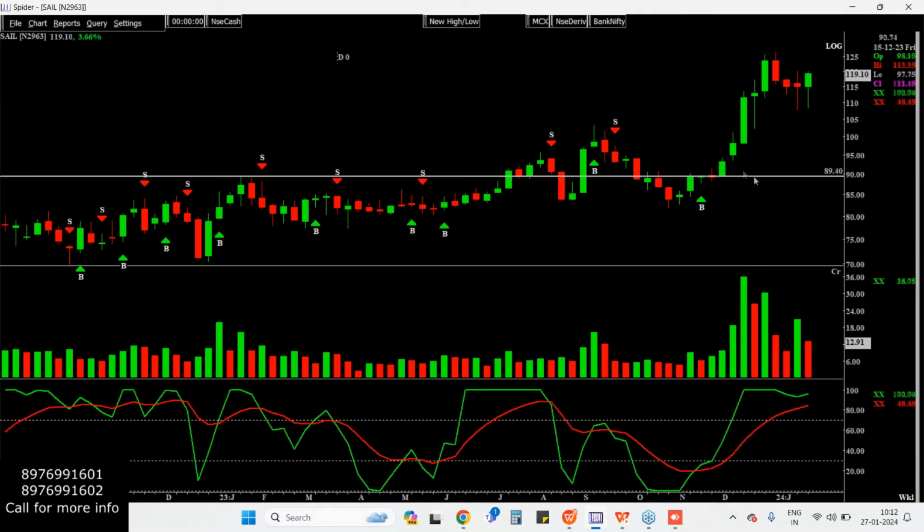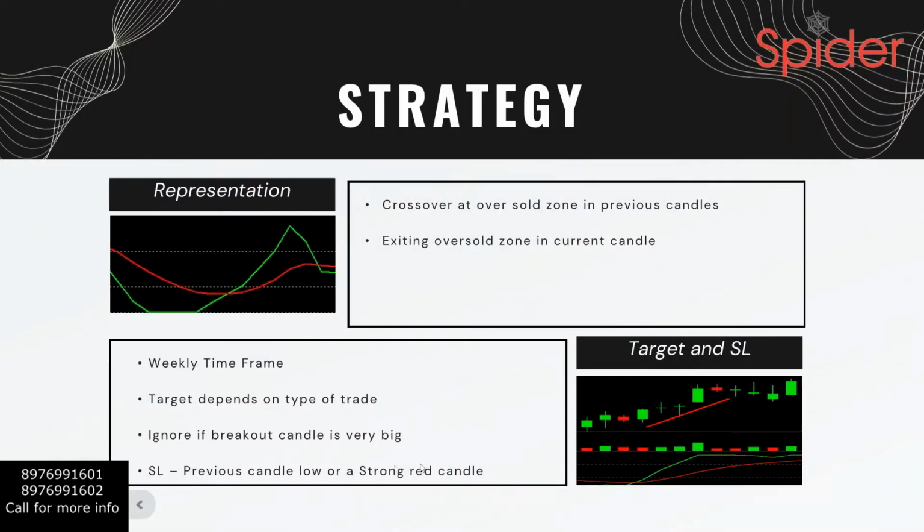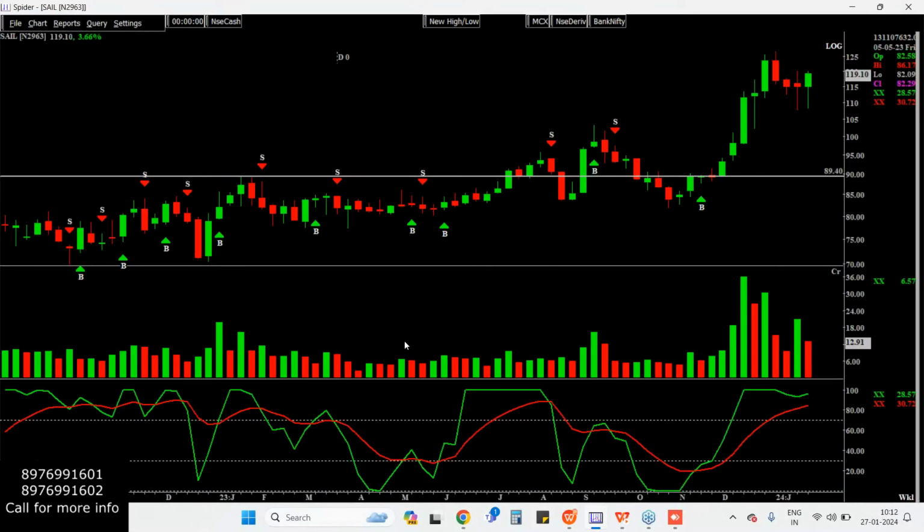Either your stop loss is this. If there's a normal candle, you have to put it at the previous candle's low, or if you get a strong red candle, then even that has to be a stop loss. I currently don't have an example for that, so let me see if I can find one in the background. Okay, there is no crossover previously in this one.